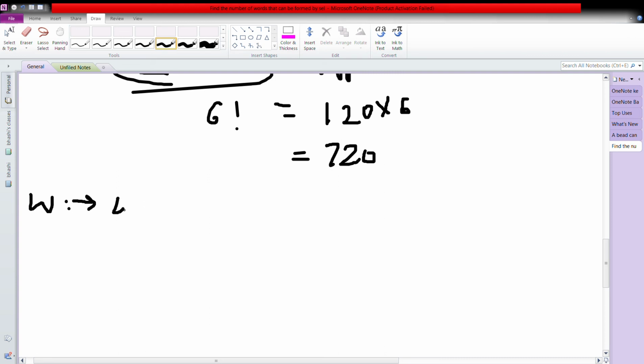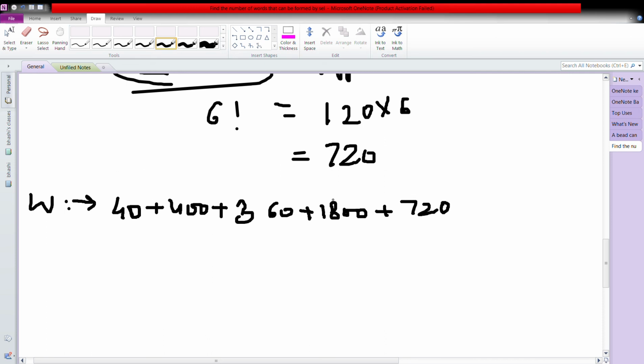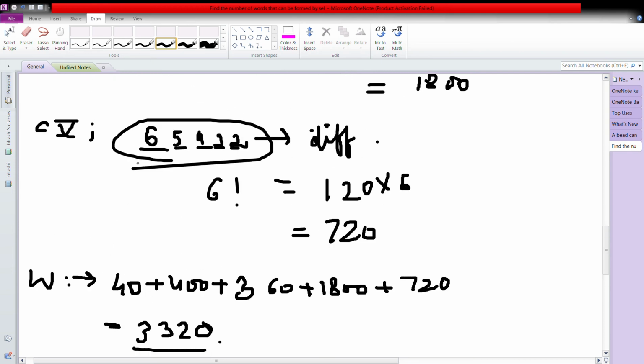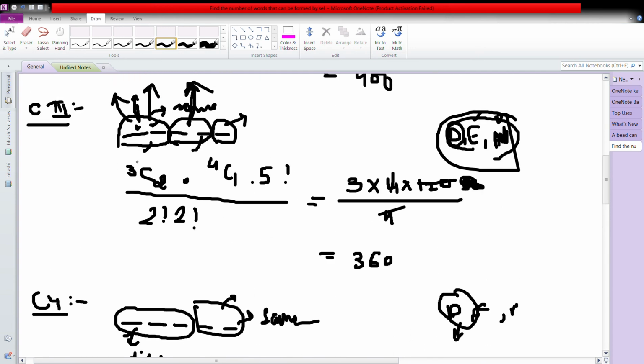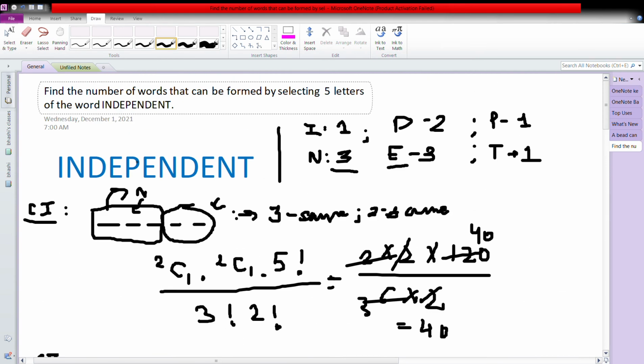Now let us add: 40 plus 400 plus 360, then 1800, then 720. That is 1, 2, 3, 4, 5 cases. Now let's solve it out, and we get 3320. So our total possible words are 3320.